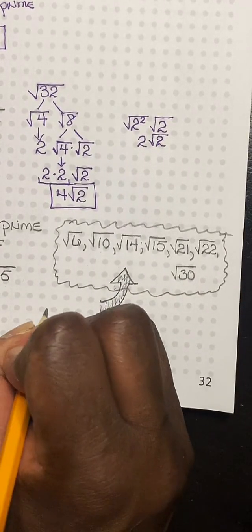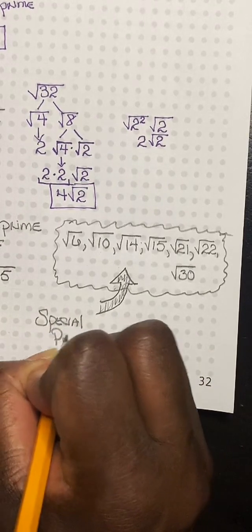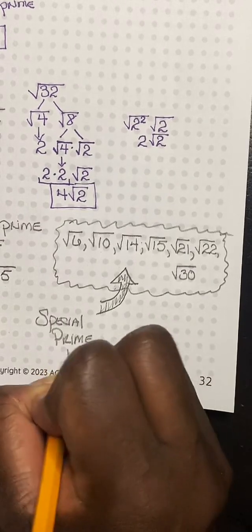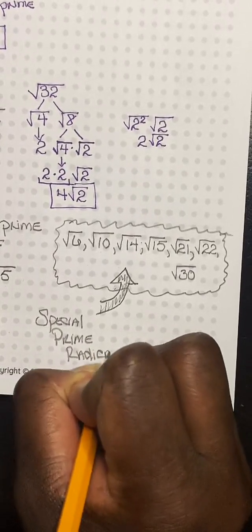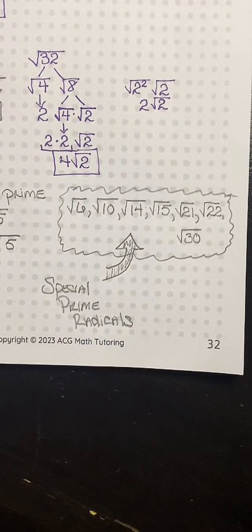Okay, so these are your special prime radicals. Sometimes square root. Okay, never mind. All right, good. No one can be taken out of the root. So the only factors of 15 are 5 and 3. For 10, it's 5 and 2. For 6, it's 3 and 2. Okay?